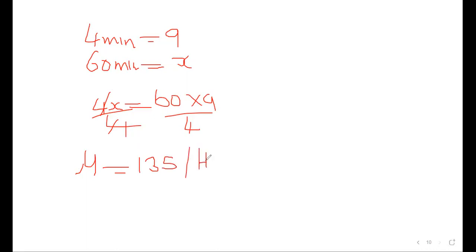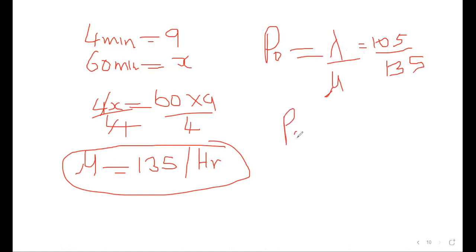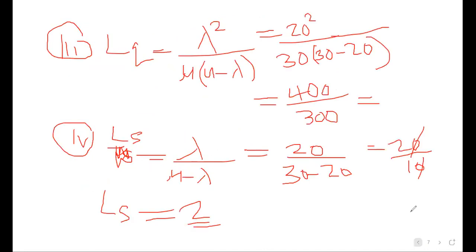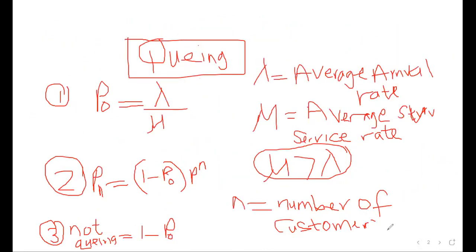So please take note of this. And then from here, we can find the probability of queuing by simply saying lambda over mu, and then you substitute the 105 over the 135. All other things will be sorted out as we break down using these other formulas that I had just given from the starting point of queuing.